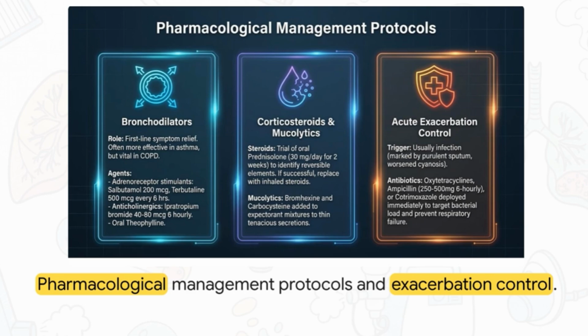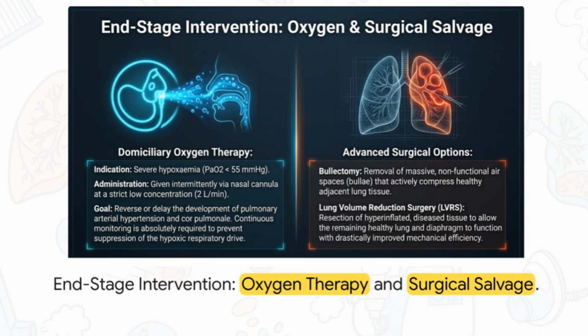Now, for end-stage, stage 4 patients, those standard medications are just no longer enough. The final defensive line involves domiciliary oxygen therapy, and this is tricky. It must be precisely monitored at low concentrations so we don't accidentally suppress the patient's natural drive to breathe. Alternatively, we use highly invasive surgical salvage options like a bullectomy. This involves physically resecting massive, dead, hyperinflated air spaces just to allow whatever healthy lung and diaphragm tissue remains enough room to function.